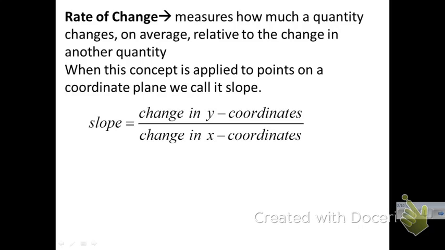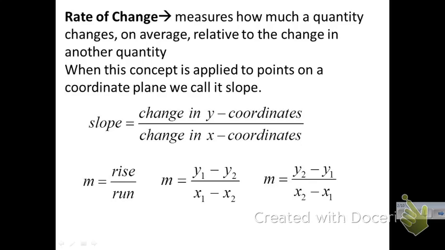Slope is your change in your y coordinates over your change in your x coordinates, and we did a delta y over a delta x. It's also known as rise over run, and then we can use the formula y1 minus y2 over x1 minus x2, or we can reverse that order, y2 minus y1 over x2 minus x1.